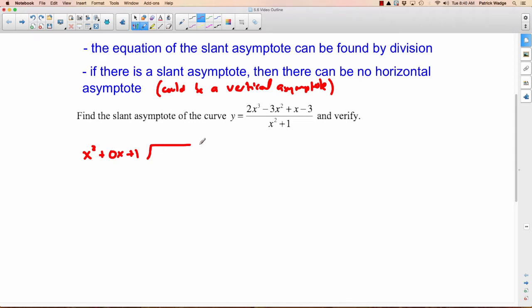And then that's going to go into 2x cubed. Let's make sure we have them all. Do we have an x squared? Yes. Minus 3x squared. Do we have an x? Yes. Plus x. Do we have a constant? Yes, we do, so that's all good. Didn't need to add any zeros there.